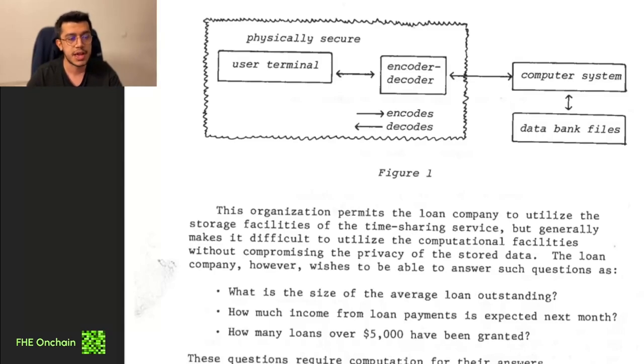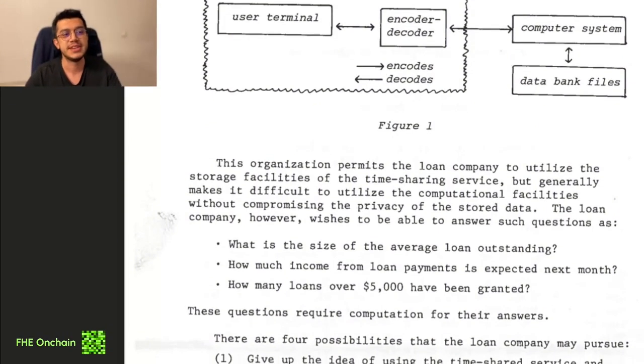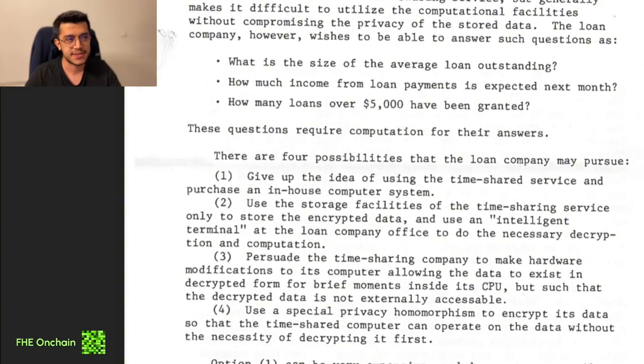The loan company, however, wishes to be able to answer such questions as what is the size of the average loan outstanding, how much income from loan payments is expected next month, how many loans over $5,000 have been granted. These questions require computation for their answers, and here it starts the tricky part. Yeah, they inspected 4 possibilities.